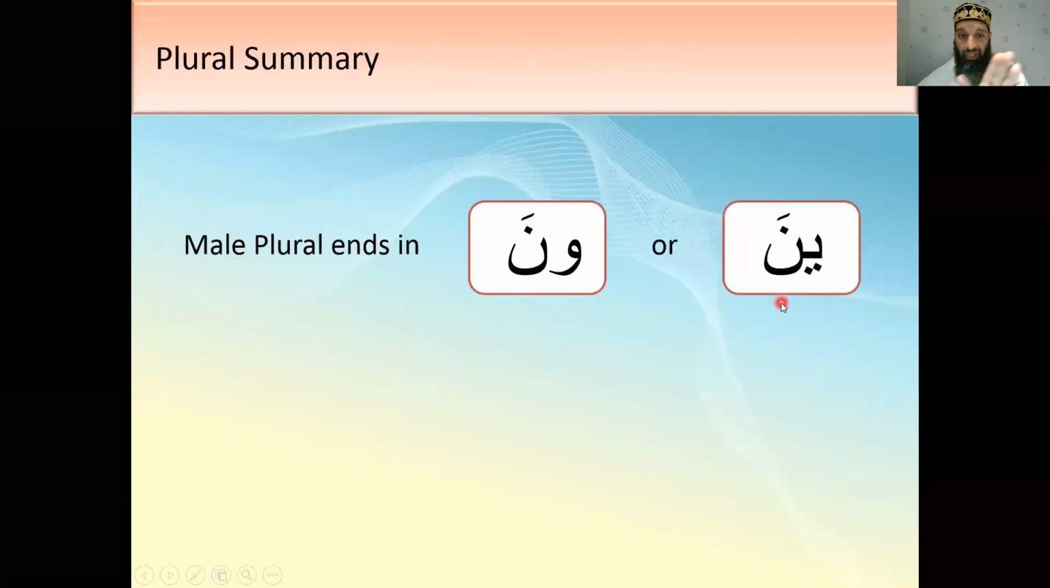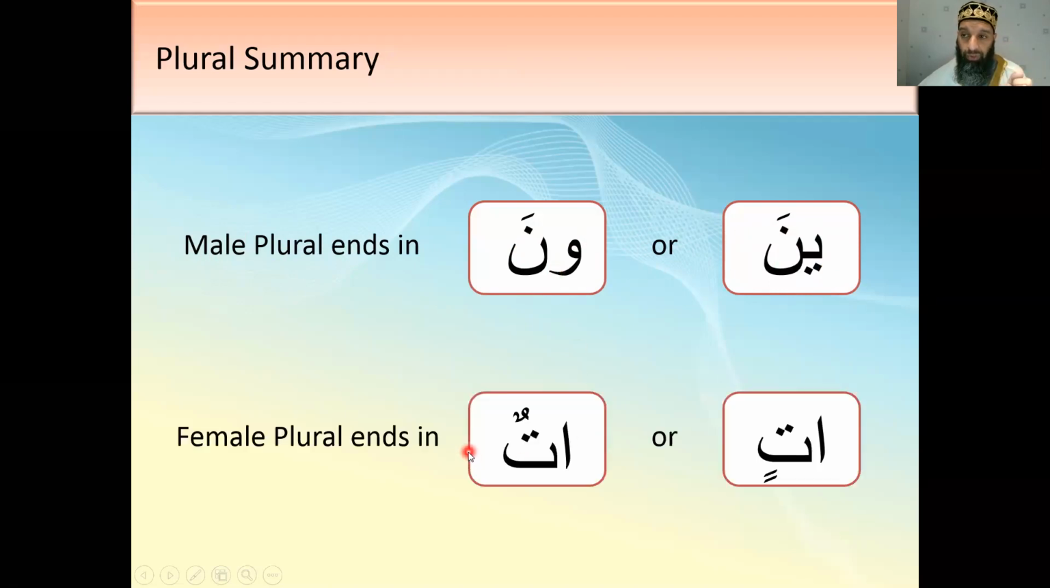So the summary of that was male plural endings are either ina or una, and feminine sound plurals end in atin or atun. That's all we learned there.